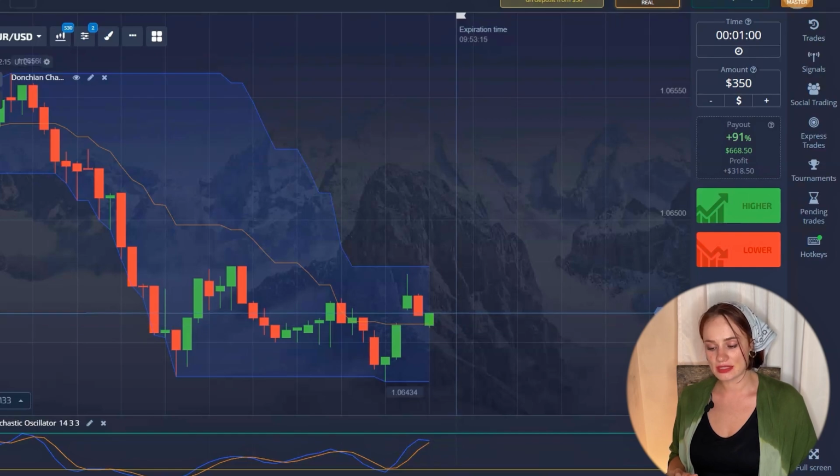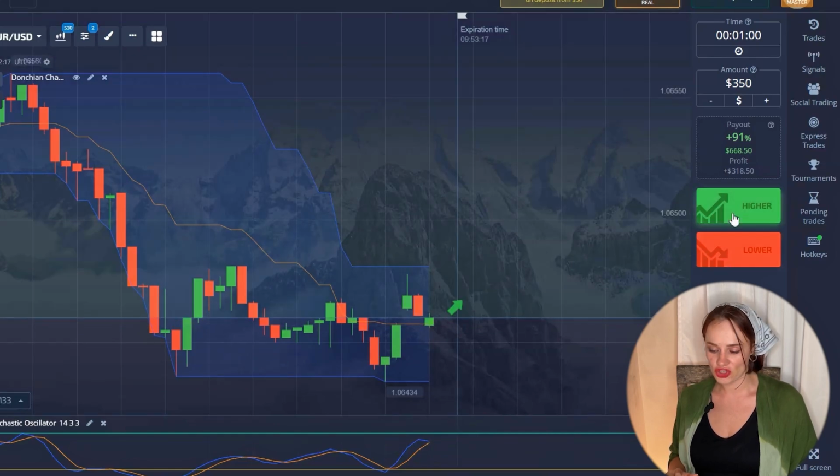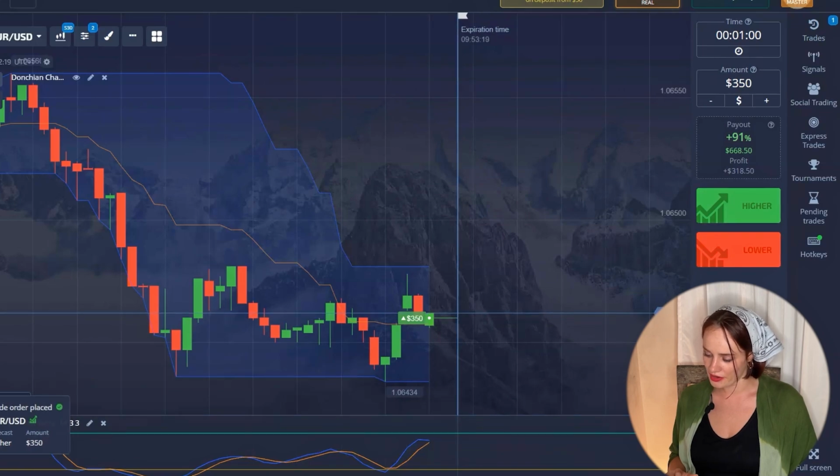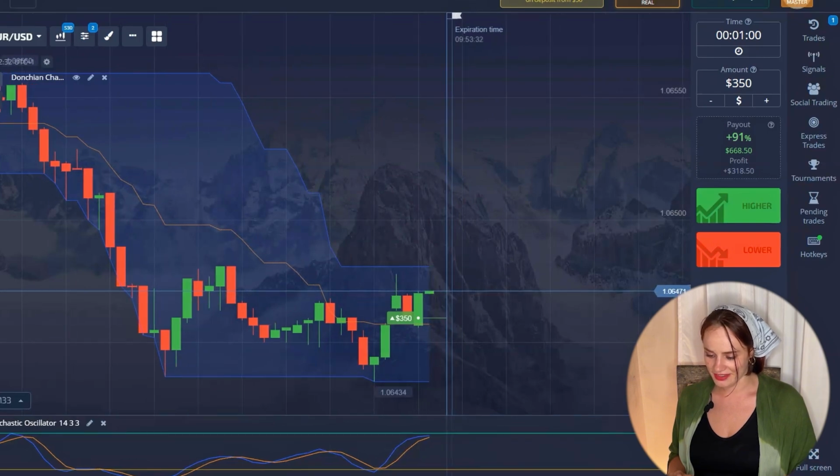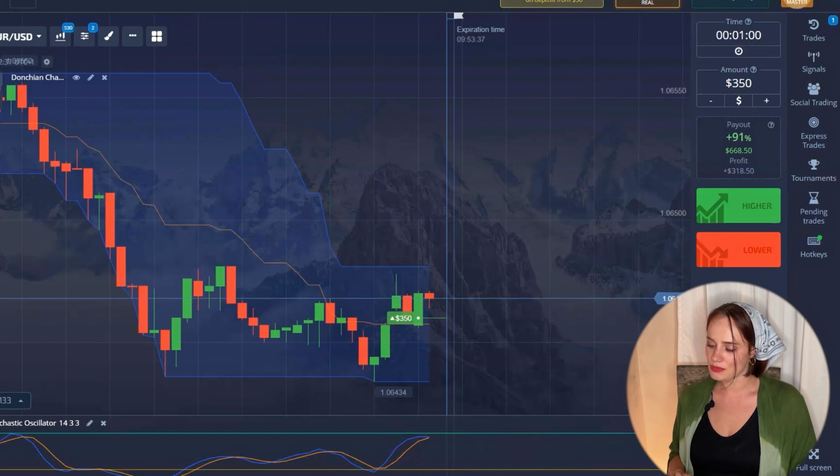Let's not get discouraged and open a new deal for the price movement higher. The bid is $350 for 1 minute again. I made this decision because I believe that the last impulse hasn't ended yet. And again, the beginning of the transaction is good. The price is moving in the direction we need.